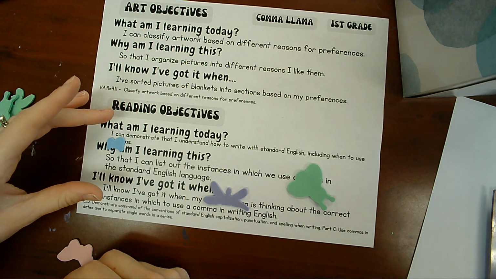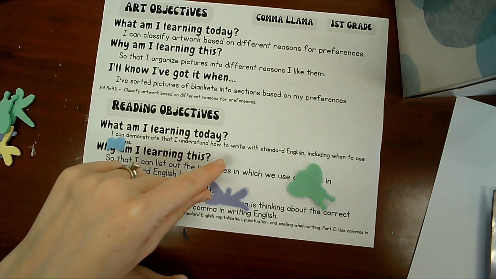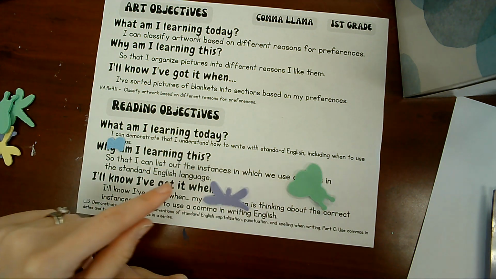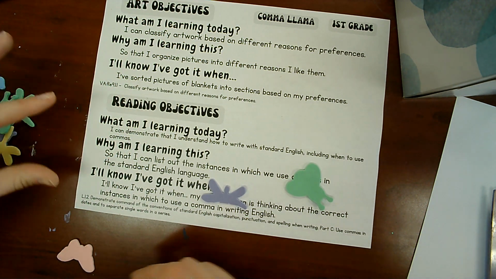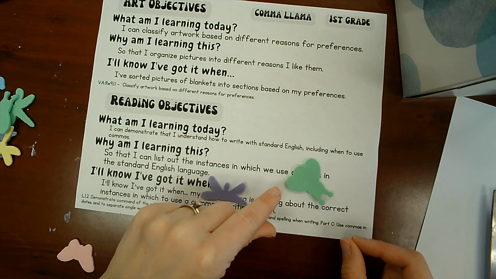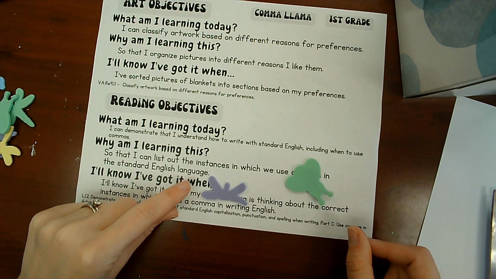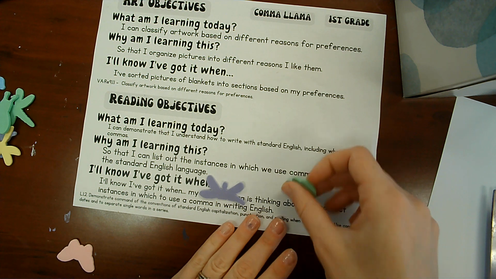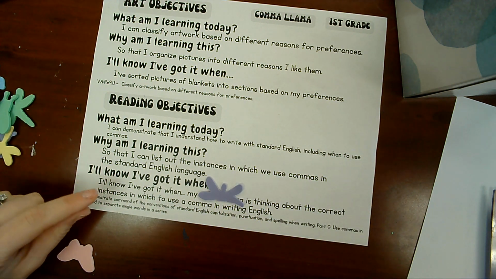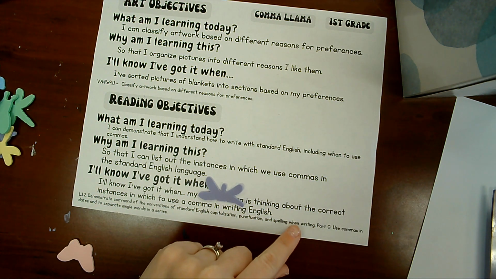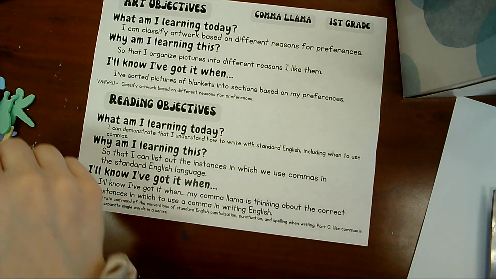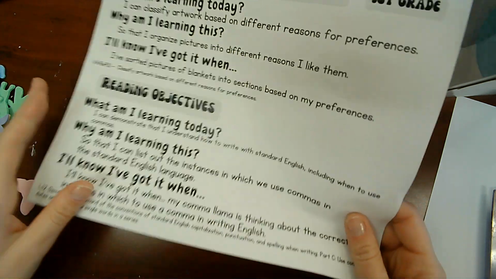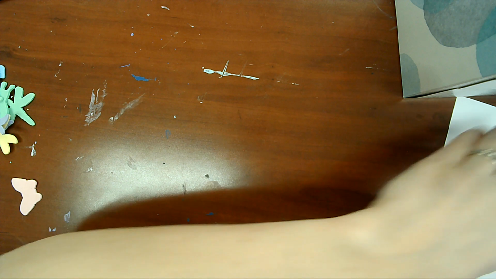For reading objectives, you're learning that you can demonstrate that you understand how to write with standard English, including when to use commas. So that I can list out the instances in which we use commas in the standard English language. I'll know I've got it when I am thinking about the correct instances in which to use a comma in writing English. Llama. Okay. Good. So let's go ahead and get started with the art part of our lesson.